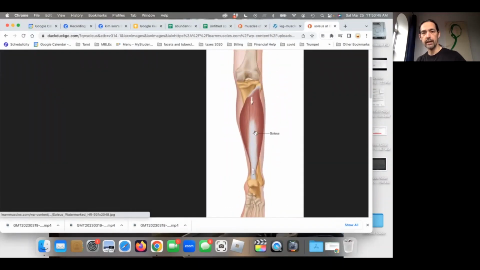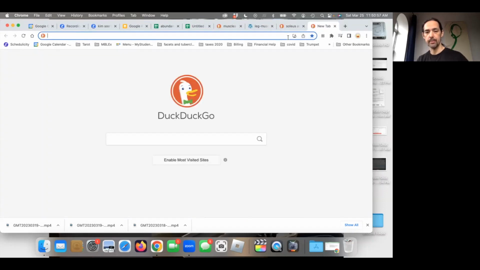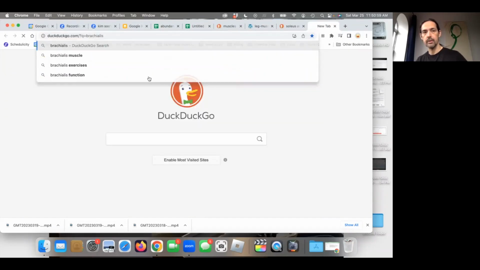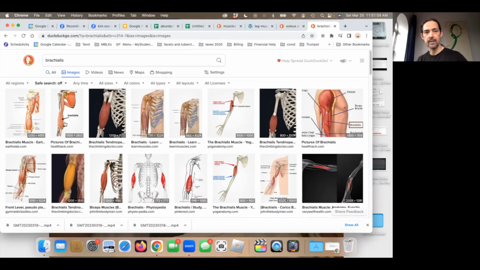Look how wide it is at its widest point. We think of this as the calf, and it makes up a lot of the calf. It's just deep underneath. And the soleus is the analog to the brachialis muscle, which is underneath the biceps.